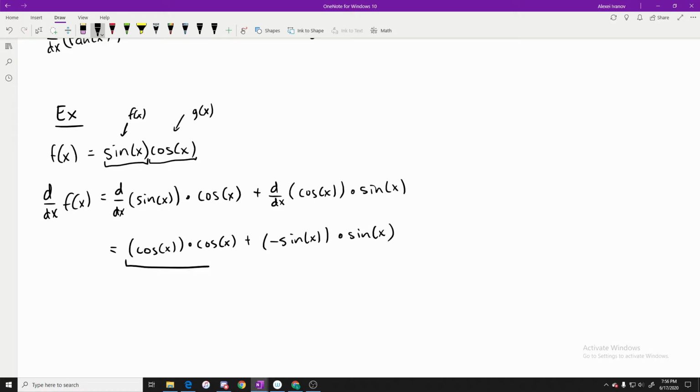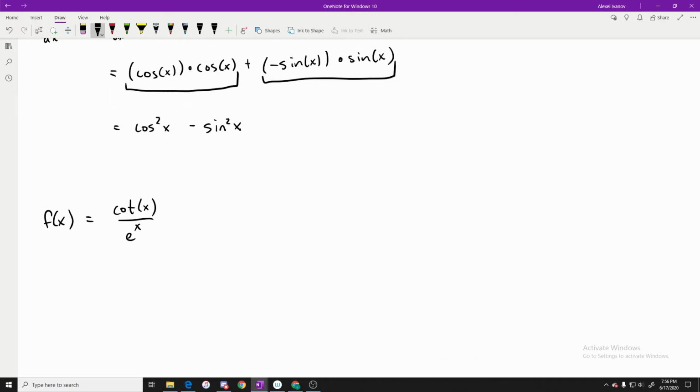And again, this is pretty easy. We can group these two, and we'll be left with a derivative of cos squared x minus sine squared x. So there you go, there's our answer. Pretty simple, but you can see how now we're using a combination of the product rule and these trigonometric derivatives.